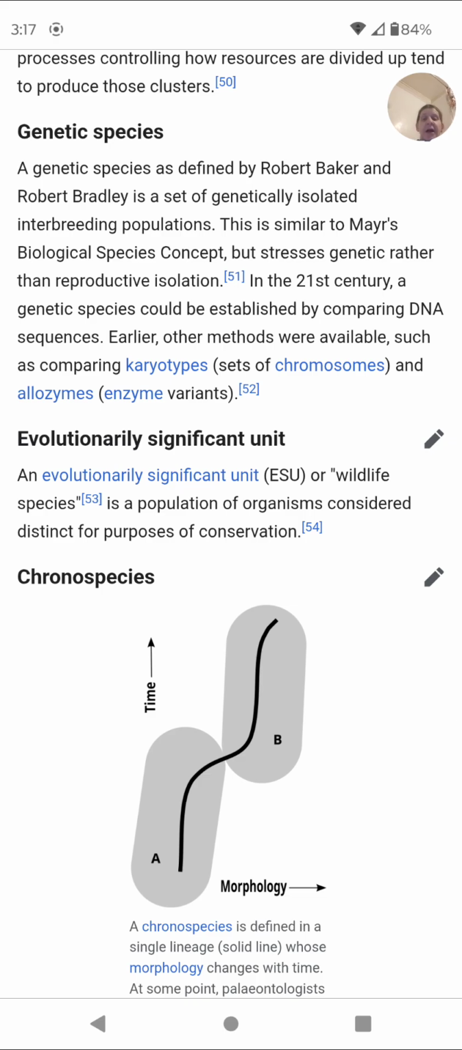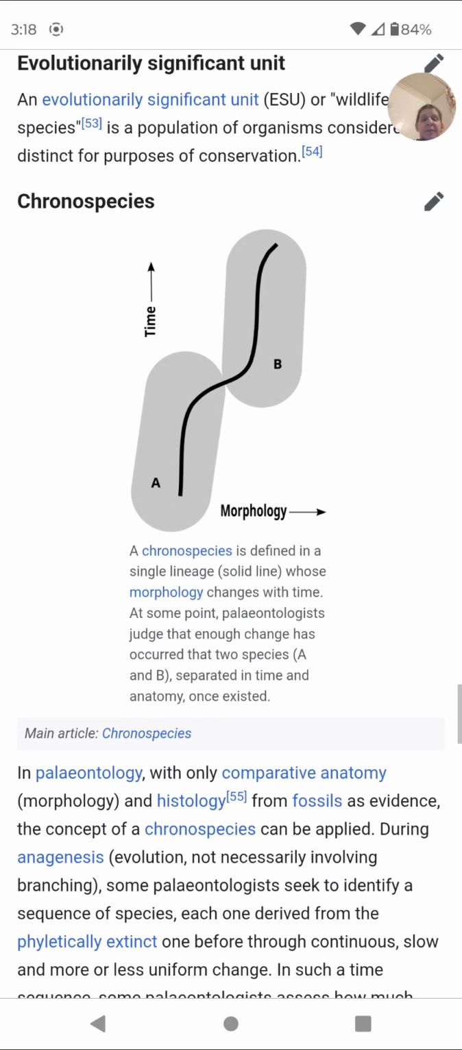Evolutionary significant unit. An evolutionary significant unit, ESU, or wildlife species is a population of organisms considered distinct for purposes of conservation.